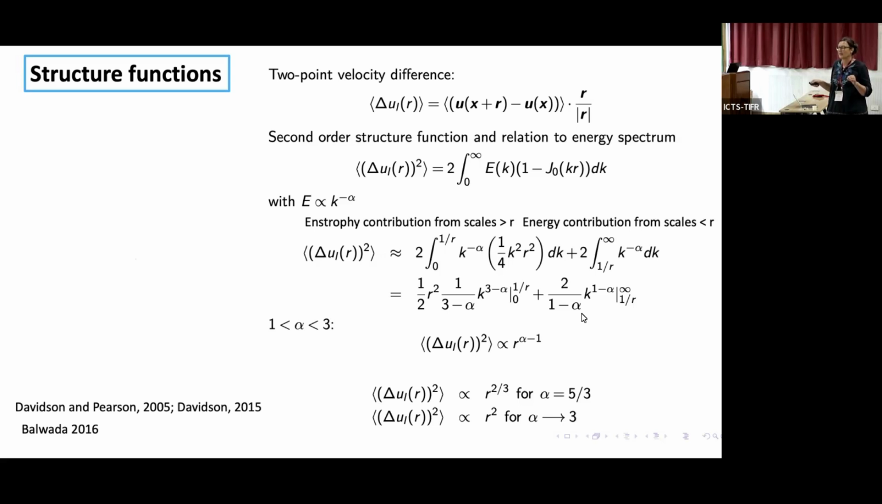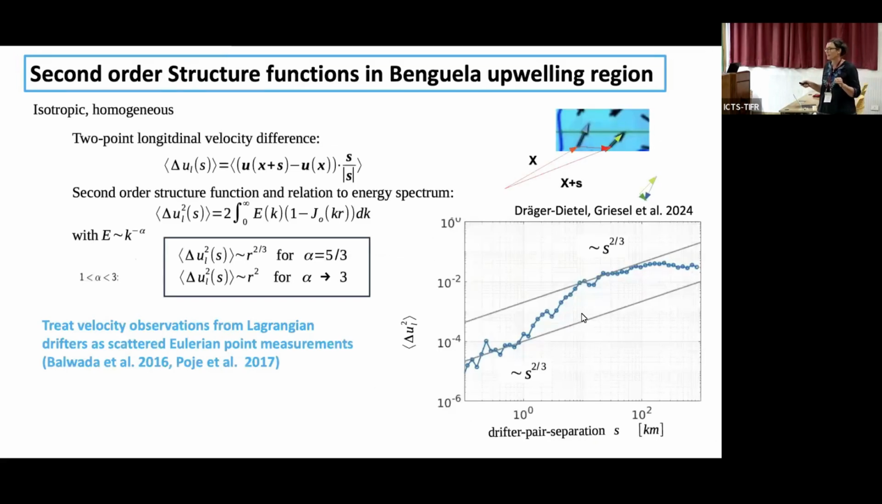And from here, you can also get the relation to the slopes. So the second-order structure function scales like r to the power of 2/3, which gives an alpha equals 5/3. And if alpha goes to 3, you get r to the power of 2. Okay, so then we can do this.